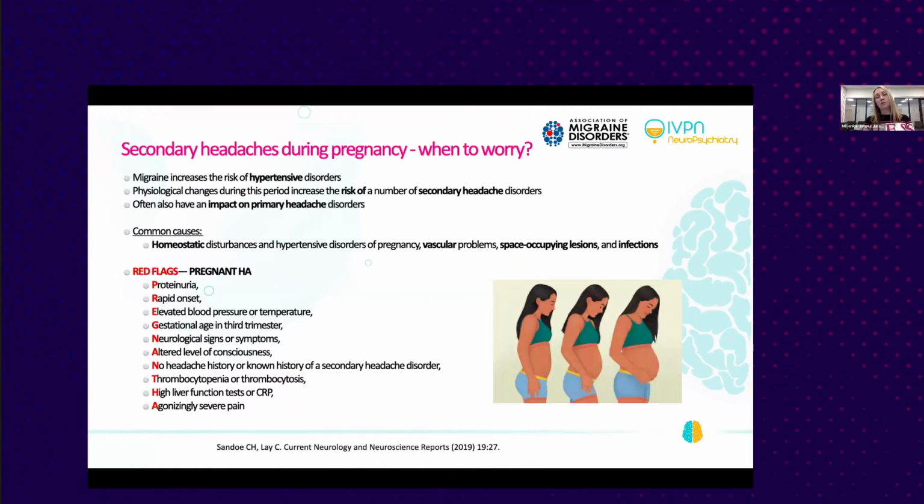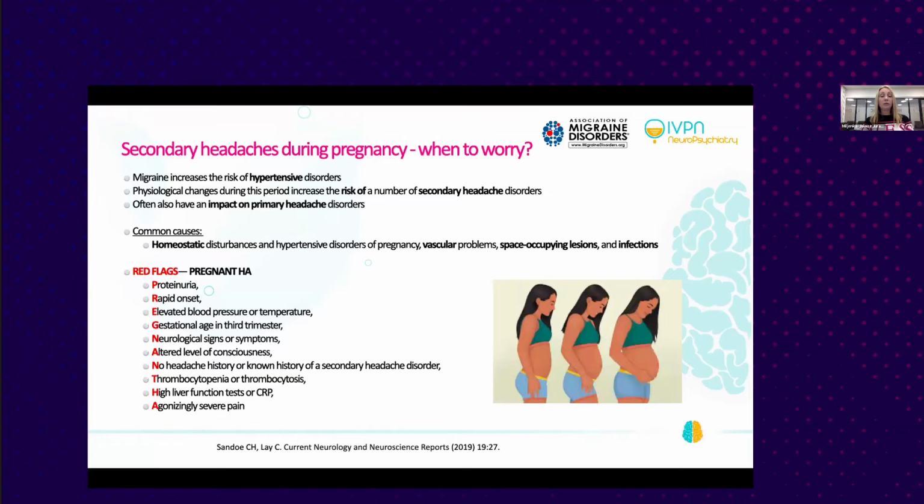But in the third trimester, the pregnant women should be headache-free. However, if the headache occurs in the third trimester, you should be really aware. Usually it's due to homeostatic disturbances, vascular problems, or some newly occurring space-occupying lesions. So what you should think of is the red flags in pregnant women.